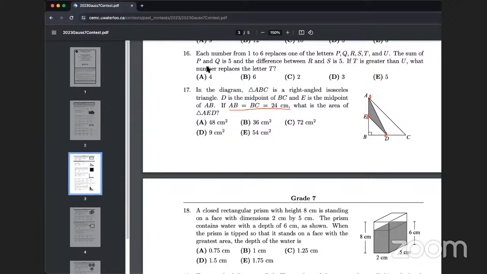Wow. Oh, do you love me? Which year are we doing? We're doing 2023. I'm doing 2020.